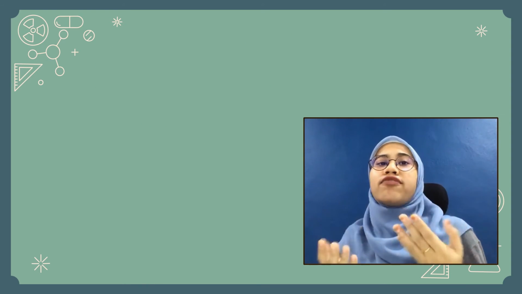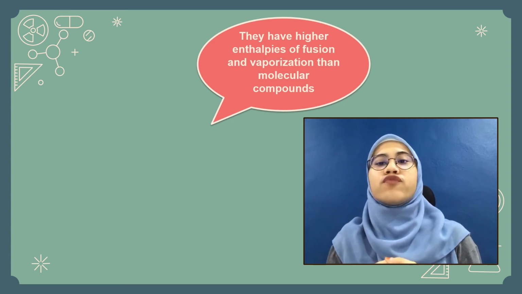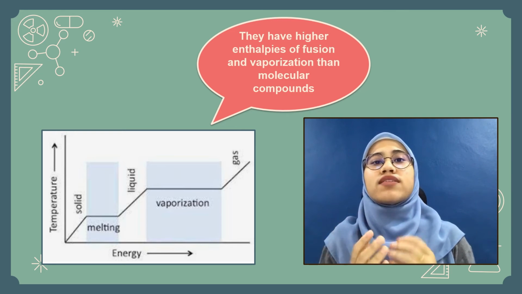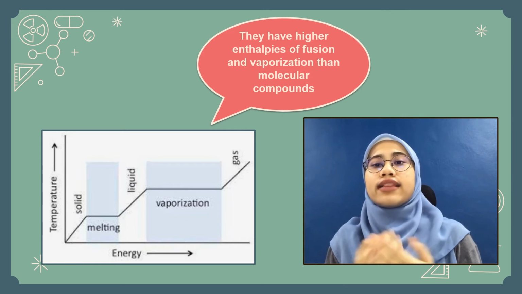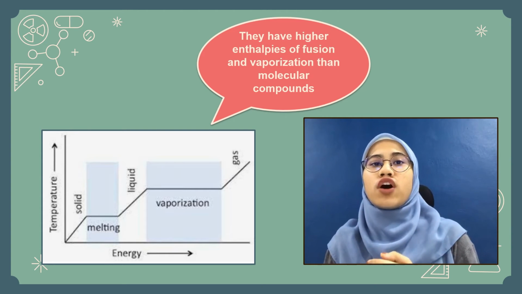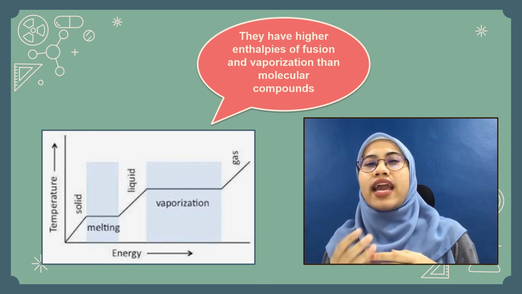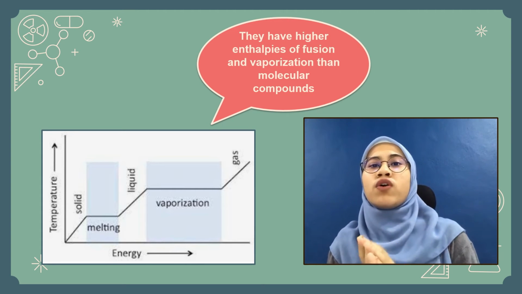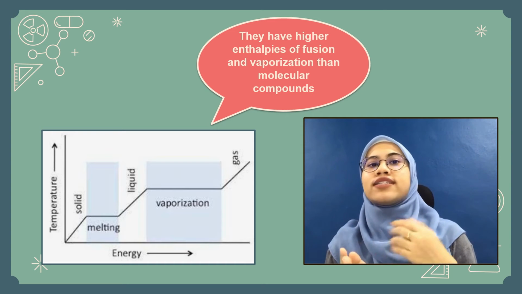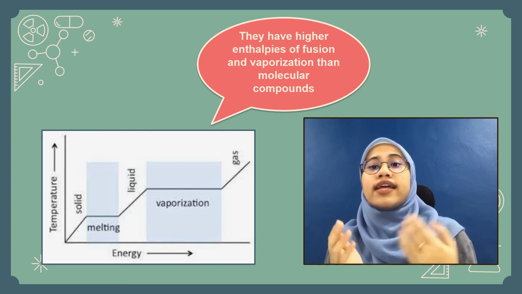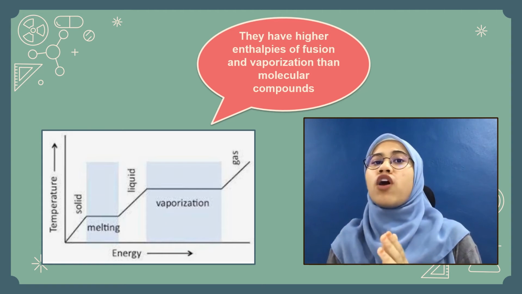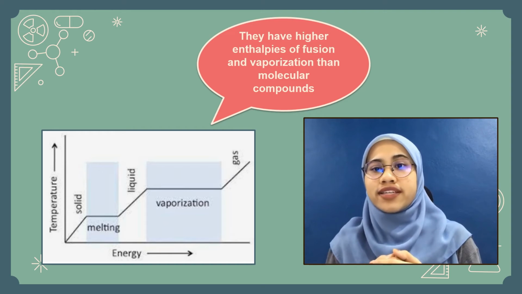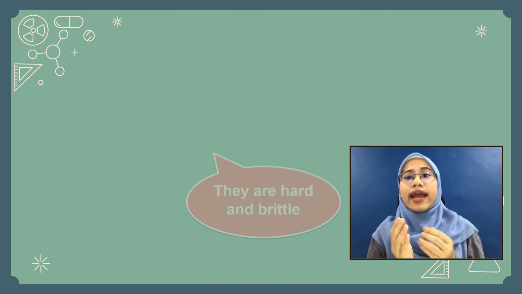They also have higher enthalpies of fusion and vaporization than molecular compounds. Ionic compounds have enthalpies of fusion and vaporization that are 10 to 100 times greater than those of molecular compounds, just as they have high melting and boiling temperatures. The heat required to melt a single mole of a solid under constant pressure is known as the enthalpy of fusion. The heat required to evaporate 1 mole of a liquid compound under constant pressure is known as the enthalpy of vaporization.